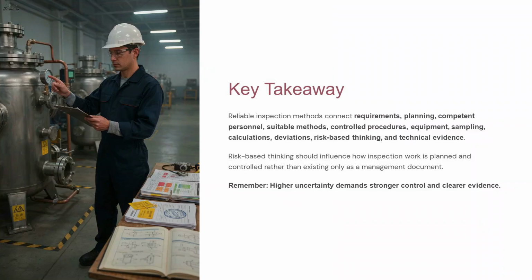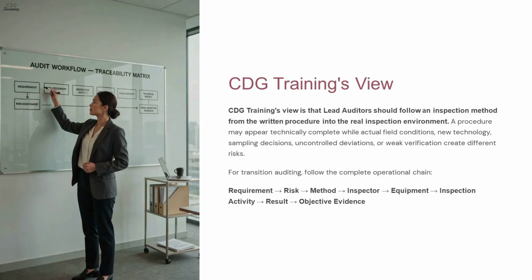Reliable inspections connect various elements like requirements, planning, and risk-based thinking. Stronger control and evidence are needed for higher uncertainty. CDG Training advises lead auditors to follow inspection methods from written procedures to real environments. Transition auditing requires a complete operational checklist.